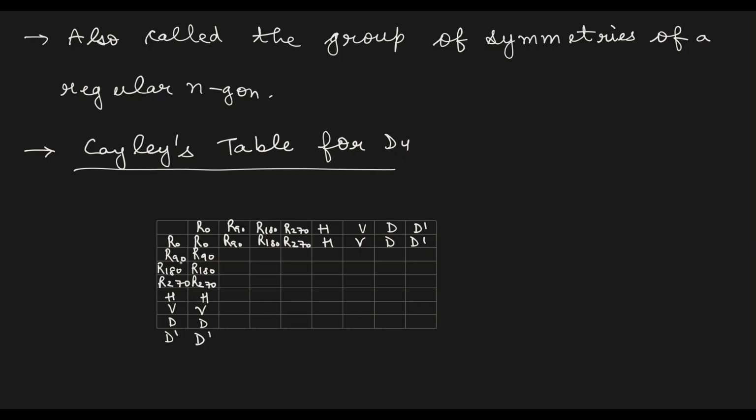So R90 composed with R90, we will get R180. R90 composed with R180, R270, R0, D dash, D, H, V, D dash, D.